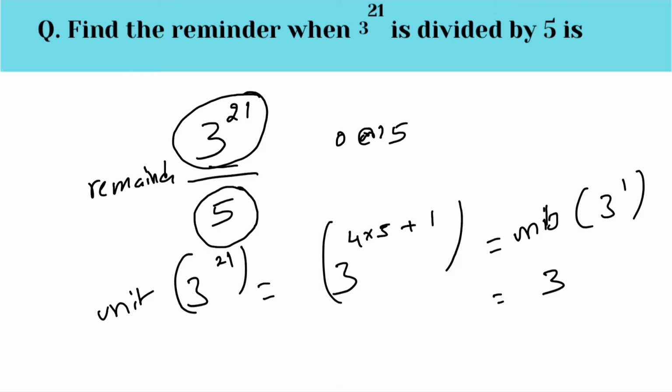So, now it also means that for this question the remainder in units place is 3, and it is divided by 5. So, obviously the remainder will be equal to 3 here. Okay. That is how we will solve this problem. Now, moving to the next problem.